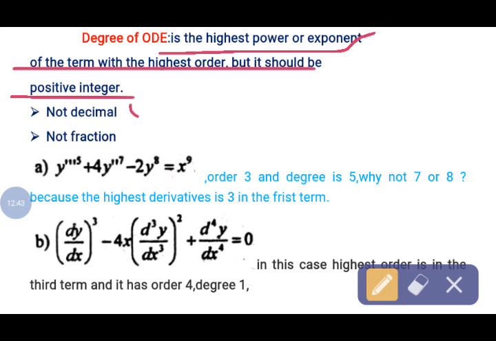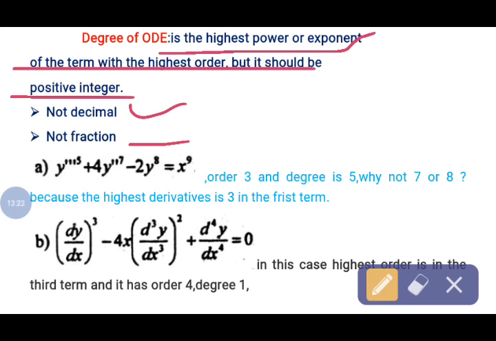But if we are facing a problem whose exponents are decimal or fraction, we have to change them into positive integers. If it is a decimal or a fraction, we have to square or cube, or multiply by a factor of that fraction, and change that fraction into a positive integer. Otherwise, we cannot define the degree of that ordinary differential equation.